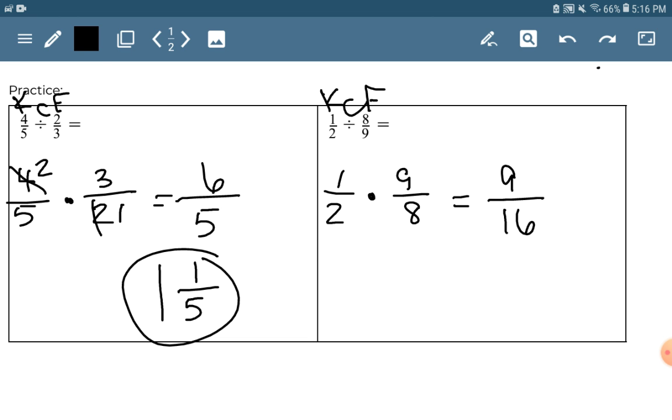Then I have to think if I can simplify that at all. Think about your factors. The factors of 9 are 1, 9, and 3. The factors of 16 are 1, 16, 2, 8, and 4. Unfortunately, they do not have any factors in common, so this is actually in simplest form for this one. Our final answer is 9/16.